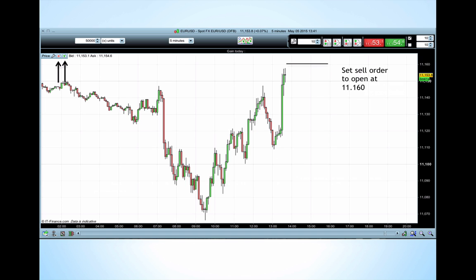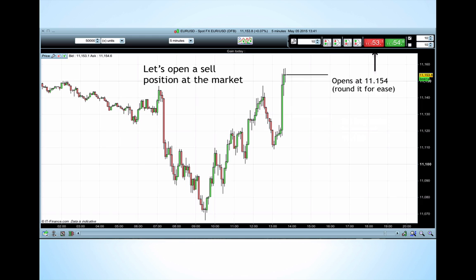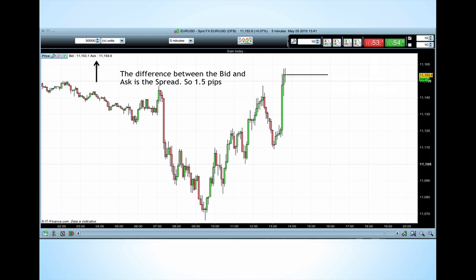For example, we could set a sell order to open at 11,160. This would only open if the market then reached 11,160. We could also set a buy order at 11,130. Again, this would only open if the market reached our set price. Now, let's open a sell position at the market being at 11,154 for ease. Over here, we can see the difference between the bid and the ask. This is the spread. So on this market, it is 1.5 pips.